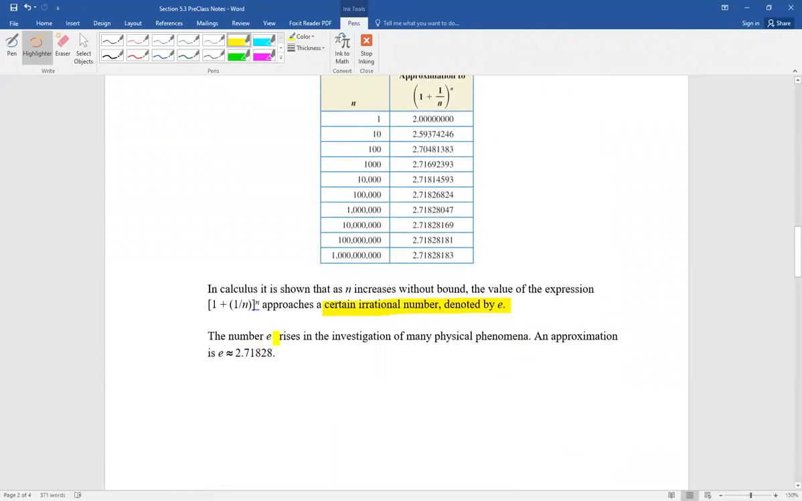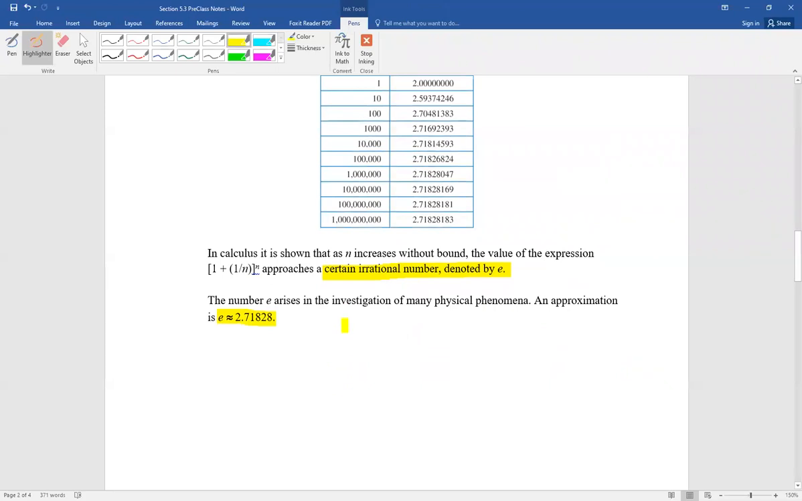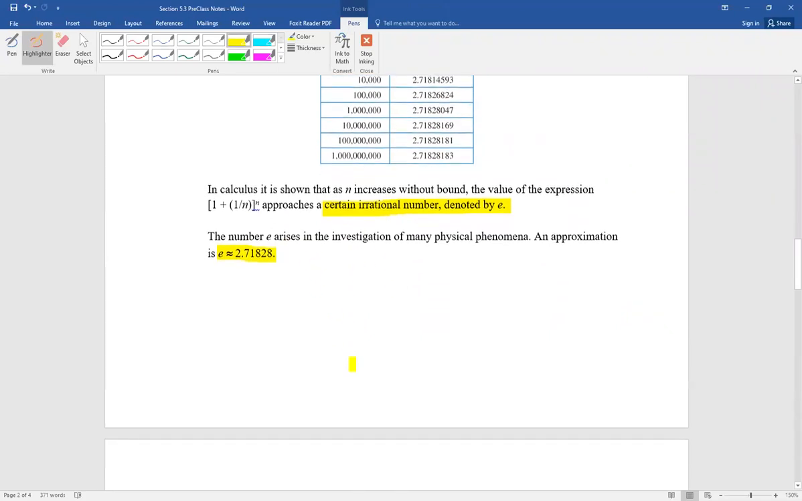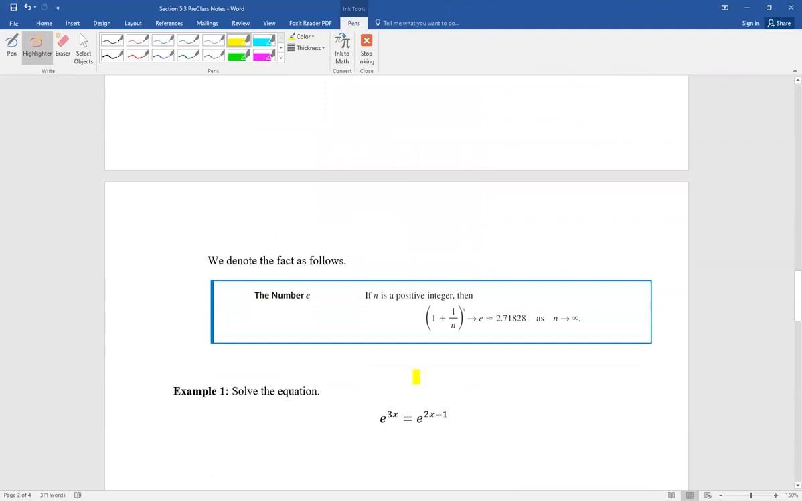So the number e has arisen from this investigation, but we approximate it as 2.71828. Now we're going to be using the e button on your calculator a lot when we graph these, so you'll see in class I will reference that when we do our in-class notes. So this is showing the definition of the number e.